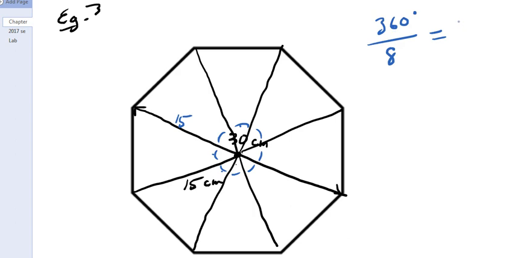45. Okay. So that means that each of these angles is 45 degrees. So that helps us a little bit. What does that help us do? So far we haven't used any trig yet, so that's good. But does that help us do anything else?